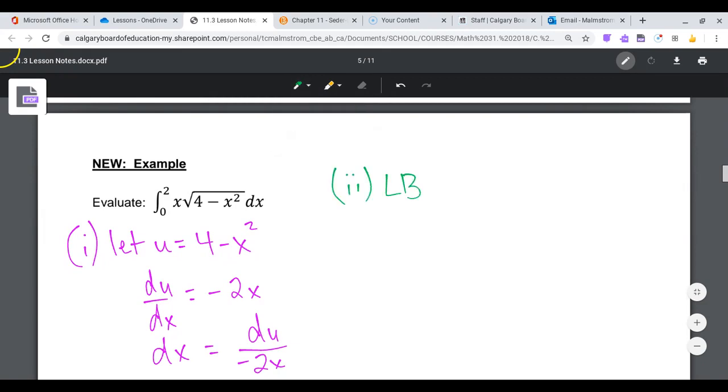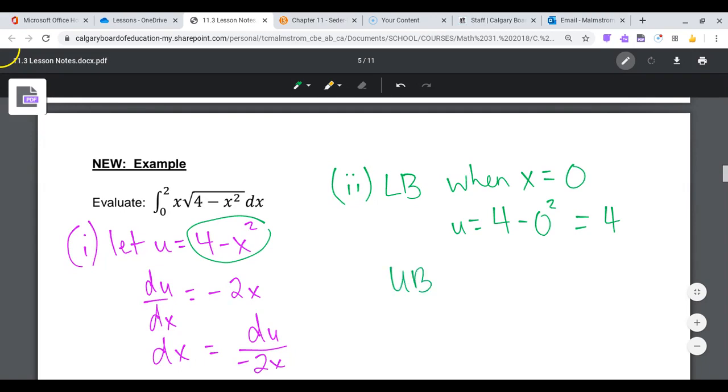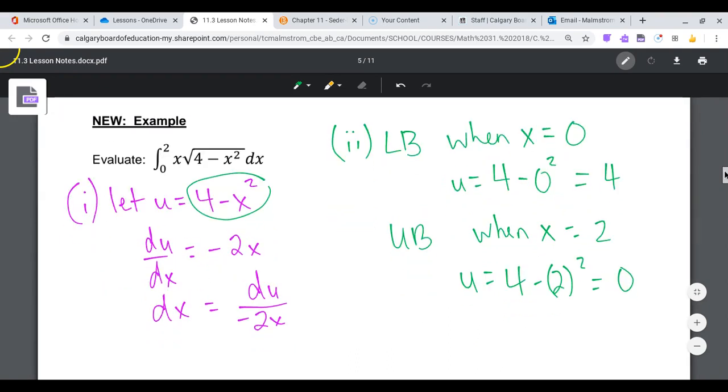So my lower boundary, when x is equal to 0, what will u equal? You have to figure out what your u is, 4 minus x squared. So 4 minus 0 squared will be 4. That's my new lower. And my upper boundary will be when x is equal to 2, u is equal to 4 minus 2 squared, which happens to be 0. We're going to keep those as lower and upper boundaries, okay?